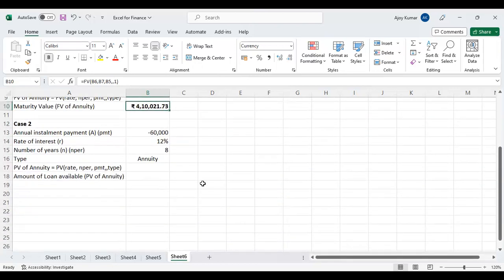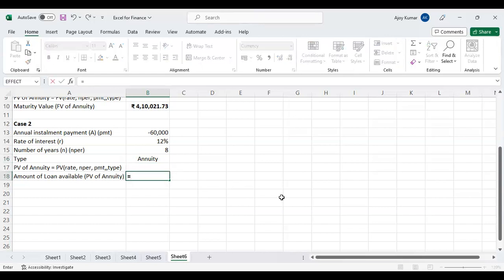Now let's look at the present value situation. If you look at the annual installment payments for my loan, I'm willing to pay 60,000 every year for the next 8 years to repay my loan, which charges 12% interest. I want to know what is the amount of loan I can take today. If I want to repay a loan completely through 8 equal installments of 60,000, when the bank is charging 12% interest, what is the amount of loan I can take? Here, it is present value, and the nature is annuity because my first installment payment happens at the end of 1 year from now. So let's do it.